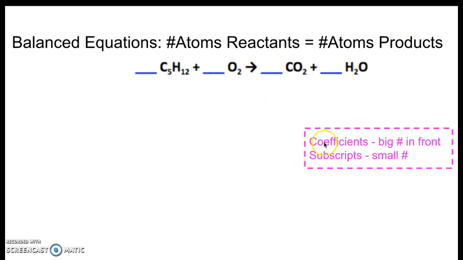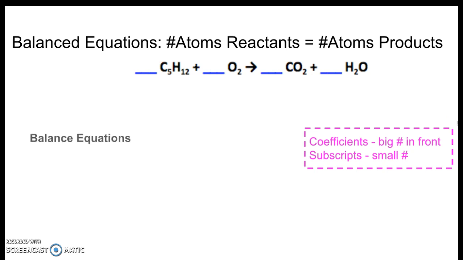So a couple key terms we'll be using are coefficients and subscripts, and you may remember that from video 1 or from your own knowledge. Coefficient is the big number in front, tells you how many molecules or substances you have, and then the subscript tells you how many atoms. That's the small number. That's the subscript, tells you how many atoms you have in that molecule.